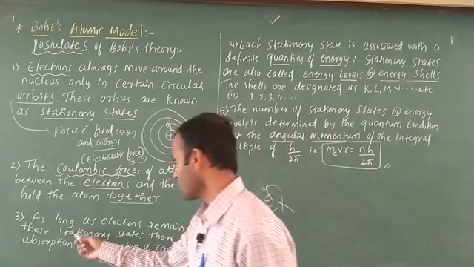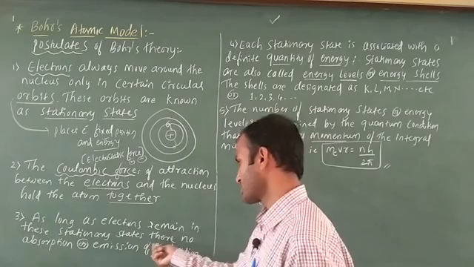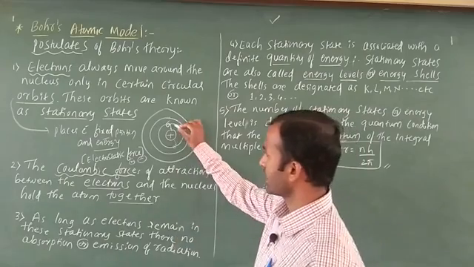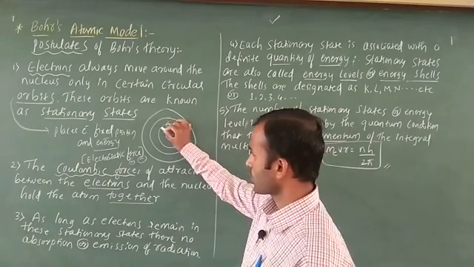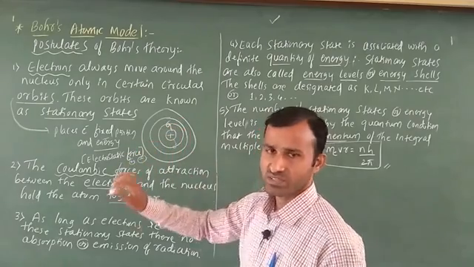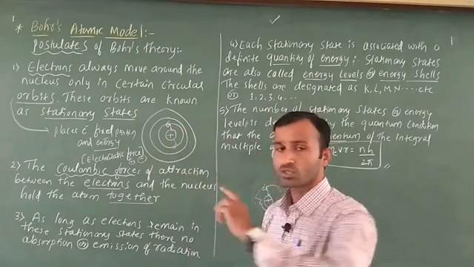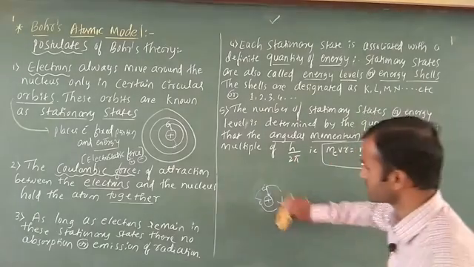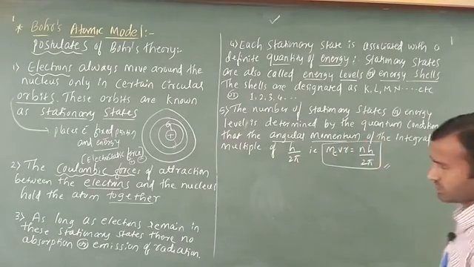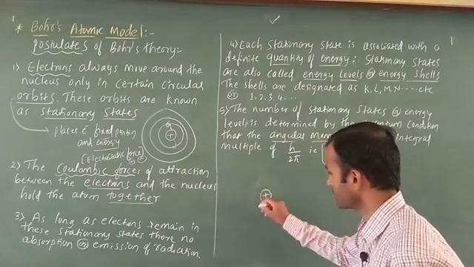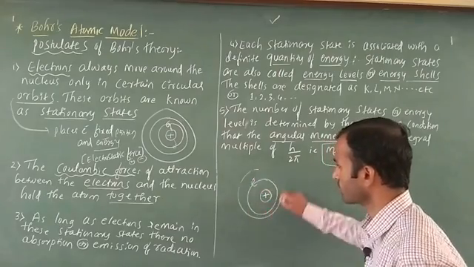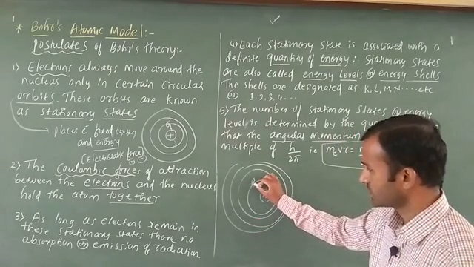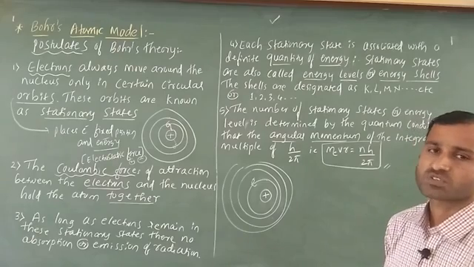The third one: as long as electrons remain in the stationary states, there is no absorption or emission of radiation. Here in this case, the electron is revolving around the nucleus. This is called a stationary state. The electron present in the stationary state does not absorb or emit radiation. Similarly, here is the nucleus and the electron revolving around it, and the next orbit. If it is in a stationary state, it does not undergo absorption or emission of radiation.